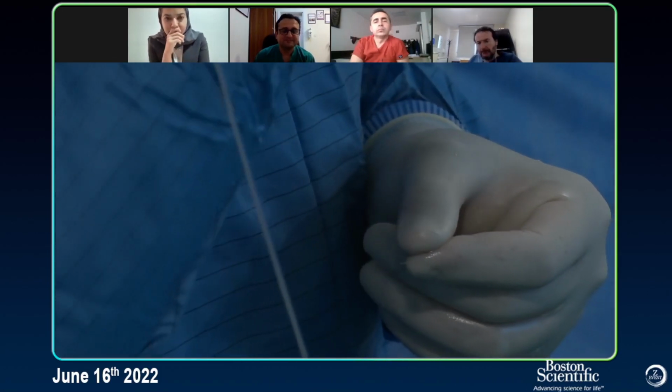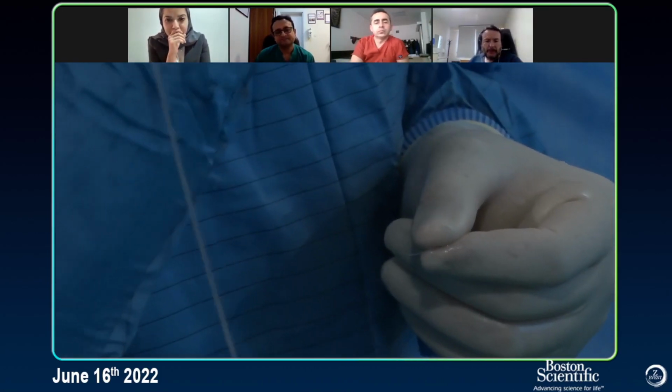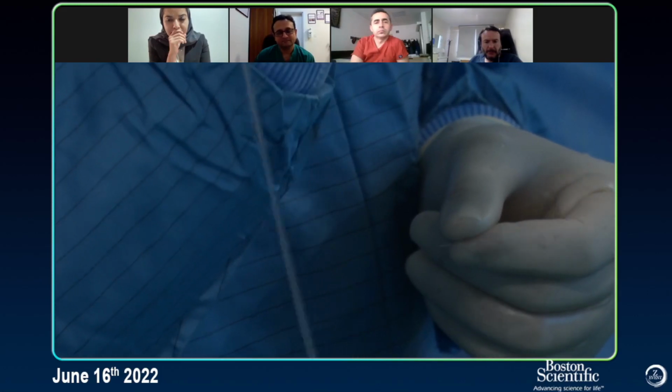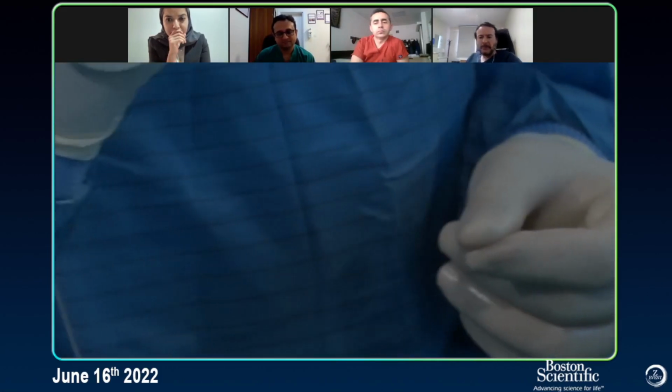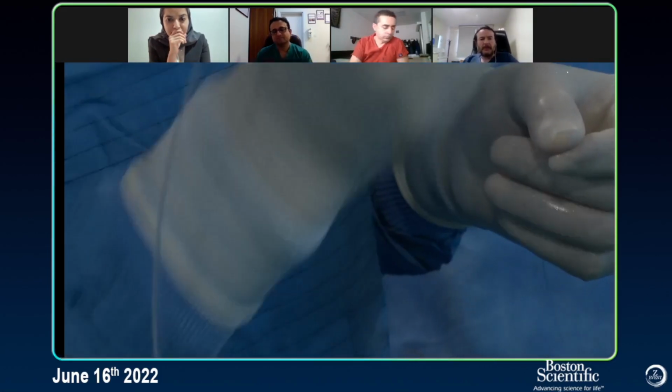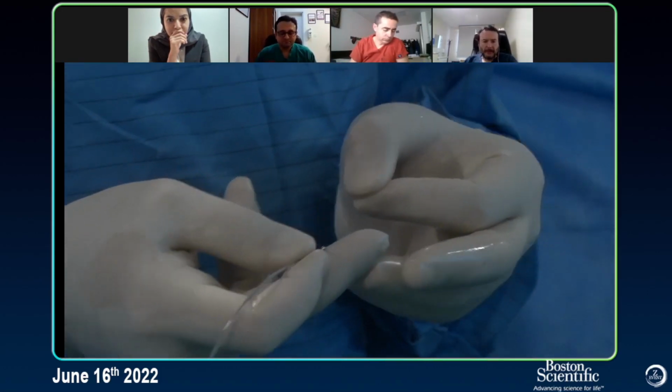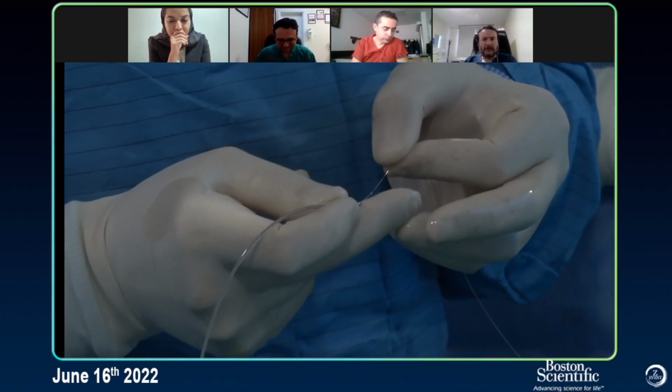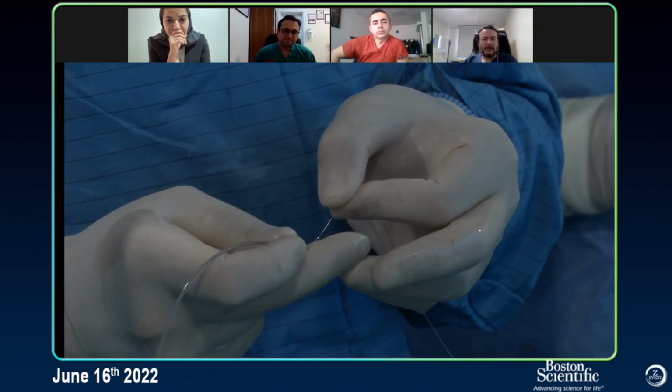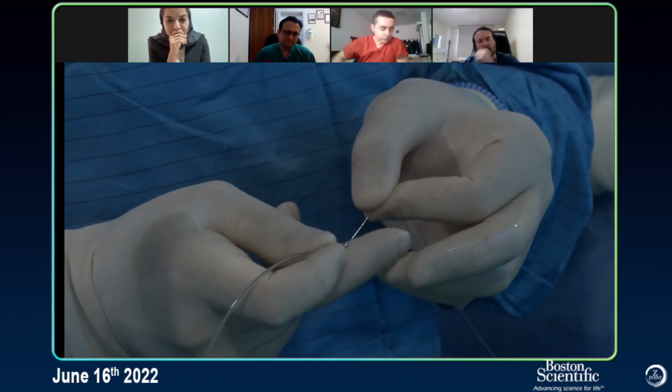We have in our bag 5,000 heparin, 5 milligram verapamil and 5,000 nitroglycerin. All right. So now I am inserting the rotawire into the wire port carefully.